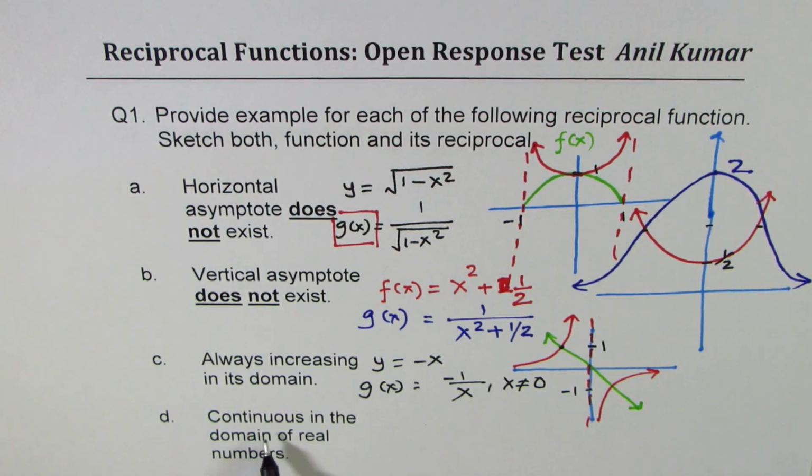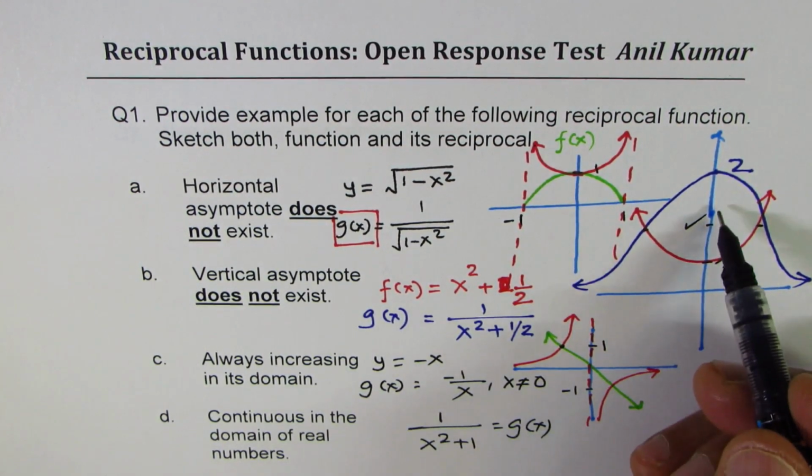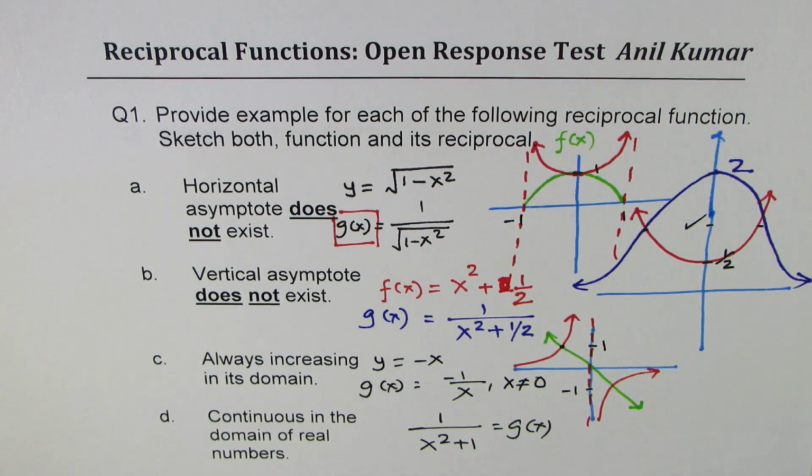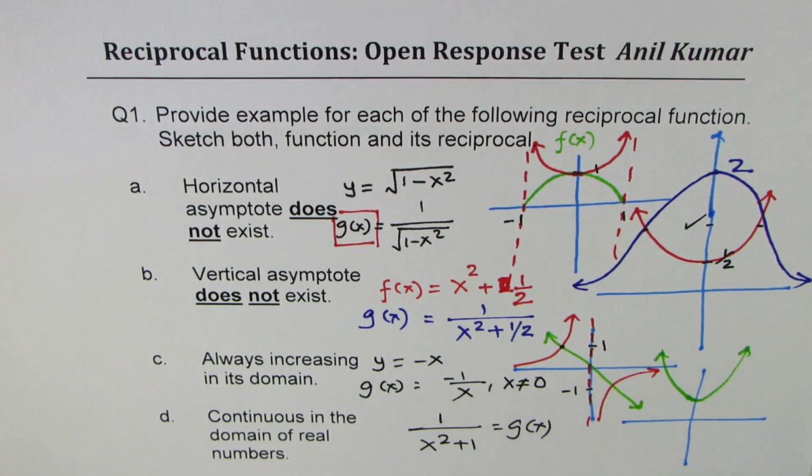Part D is continuous in the domain of real numbers. So you could again sketch a function like 1 over x squared plus 1. So that function, let's say equals to g of x, will look similar to this, right, which you could sketch for the last example. So let me just sketch it here. So we could have a parabola this time whose vertex is at 1, right? So x squared minus 1, and 1 reciprocal is 1, so we'll get a function which is kind of like this, and that is g of x. So that is how you could provide examples in the given situation.